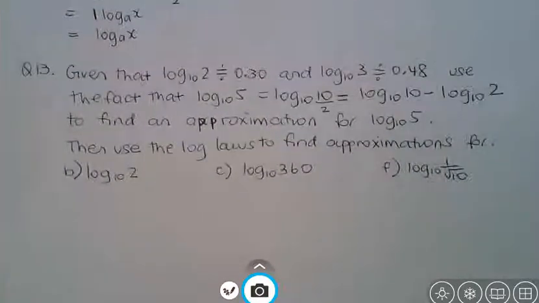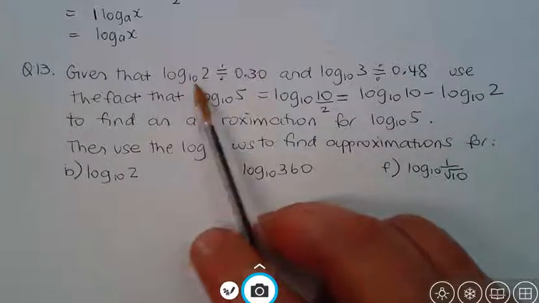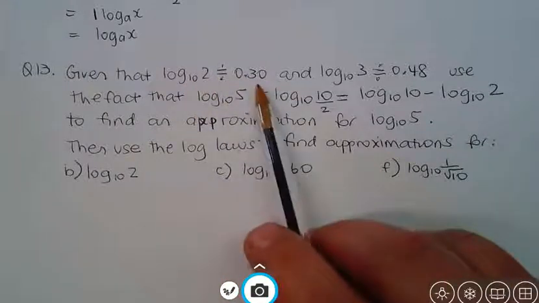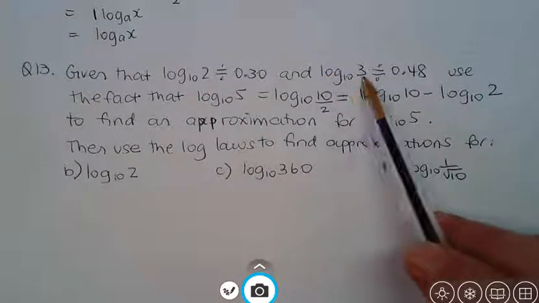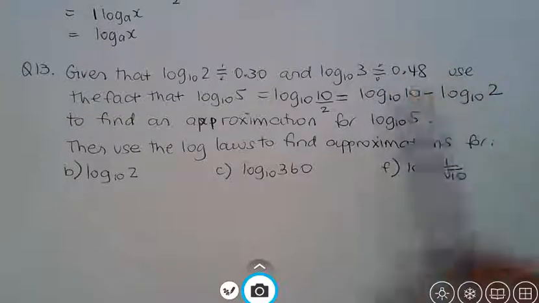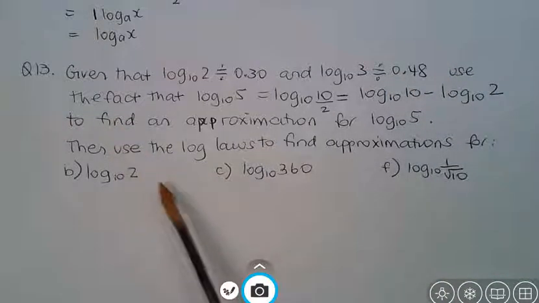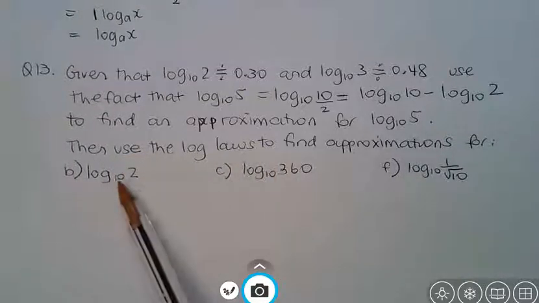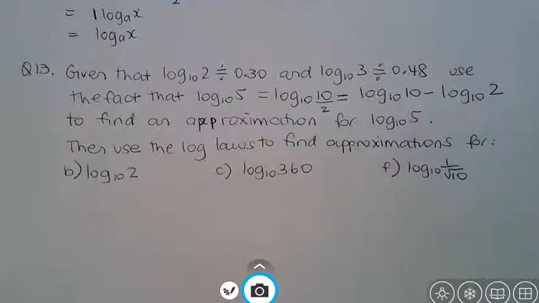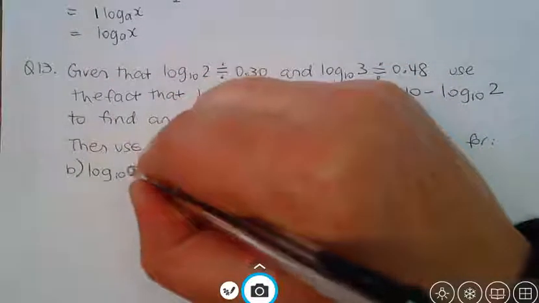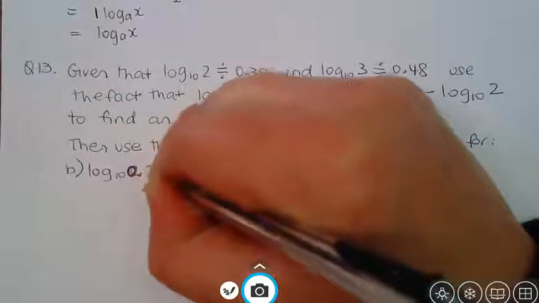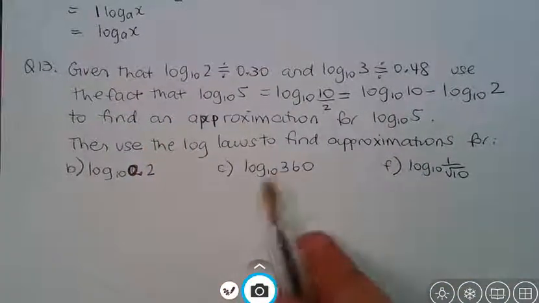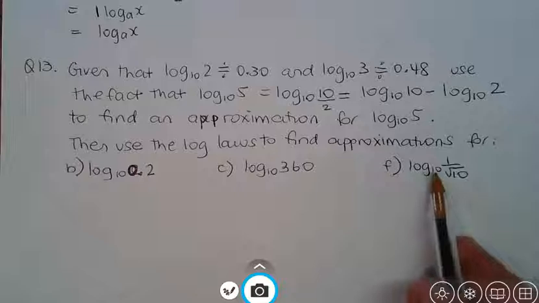So given that log to the base 10 of 2 is approximately 0.30, and log to the base 10 of 3 is approximately 0.48, we want to use the log laws to find expressions for these three things down here. Log to the base 10 of 0.2, log to the base 10 of 360, and log to the base 10 of 1 on root 2.